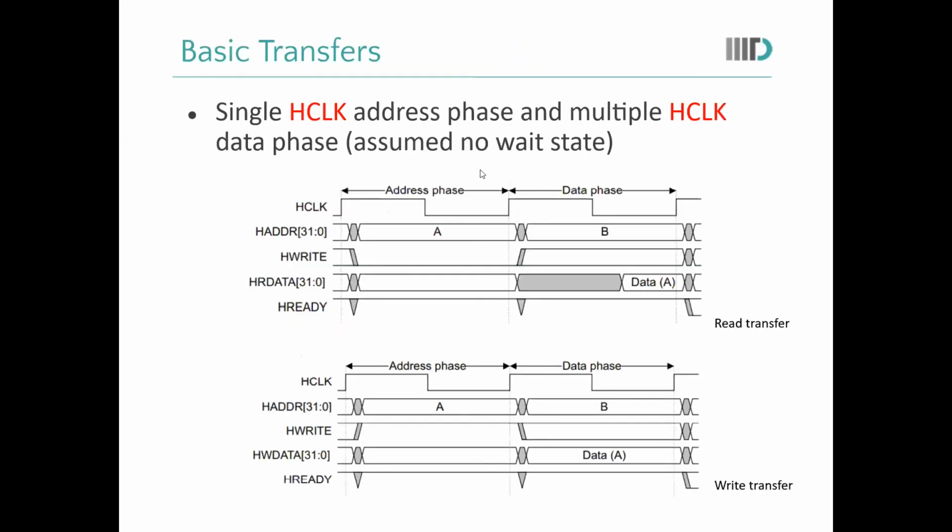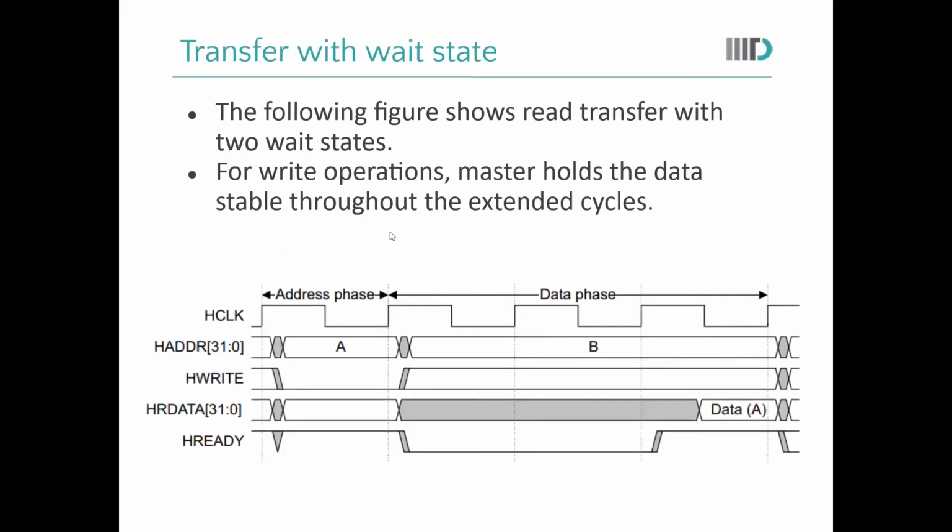Now in the basic transfer, after the first positive clock edge, the master drives the signals, which are sampled by the slave at this particular edge of the clock. At the third edge of the clock, the master samples the output of the slave. This is in the case of a read transfer. In the case of a write transfer, the address phase remains the same with the sole exception that HWRITE is 1, and the slave writes it into its memory.